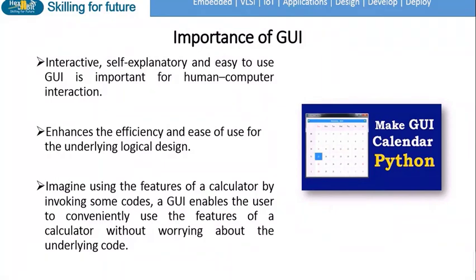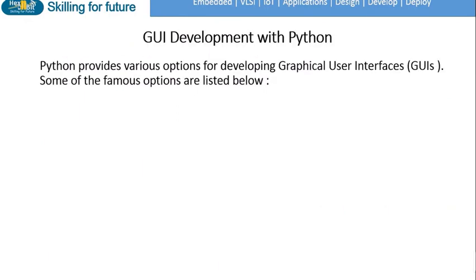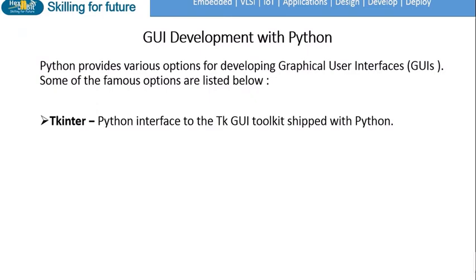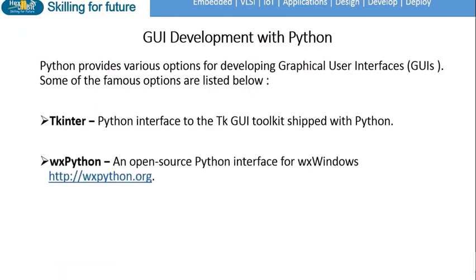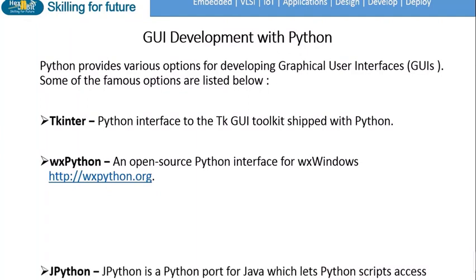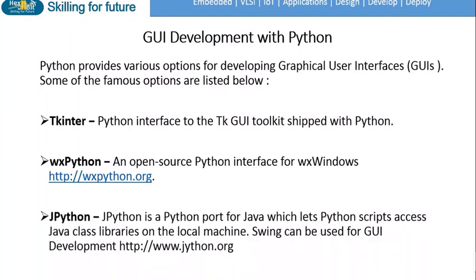Hence, a self-explanatory and easy to use GUI is important in order to make the computer software usable to the end user. The powerful language Python offers various options for developing GUIs. These options include tkinter, Kivy, PyQt, wxPython, JPython. In this session, we will be taking a look at some of the features of tkinter. We will also be using the concept of tkinter to develop the GUI for our project.